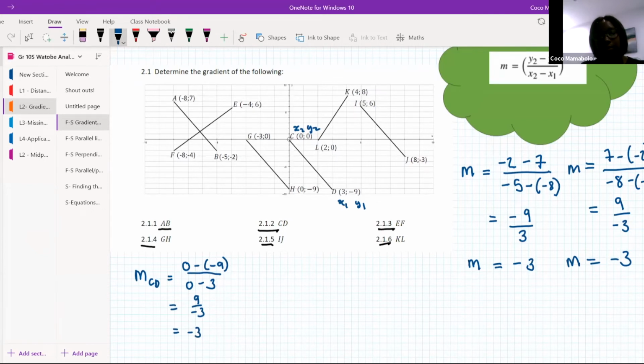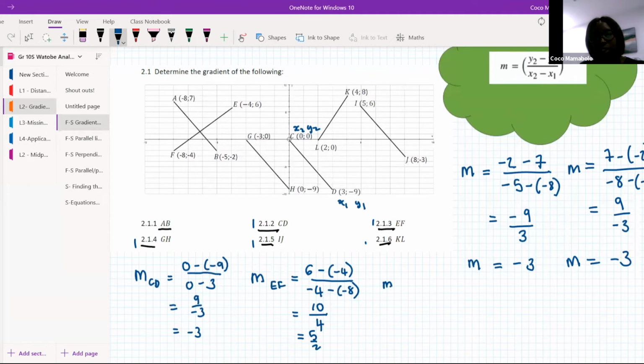Excellent, guys. Well done. So there are 1, 2, 3, 4, 5 questions. Let me just make sure CD is going down. Yes, so my answer should be negative. Good. EF. I'm just going to choose randomly. 6 minus negative 4 is equal to negative 4 minus negative 8. 10 over negative 4 plus 8, positive 4. I need to simplify that, divide by 2, 5 over 2.